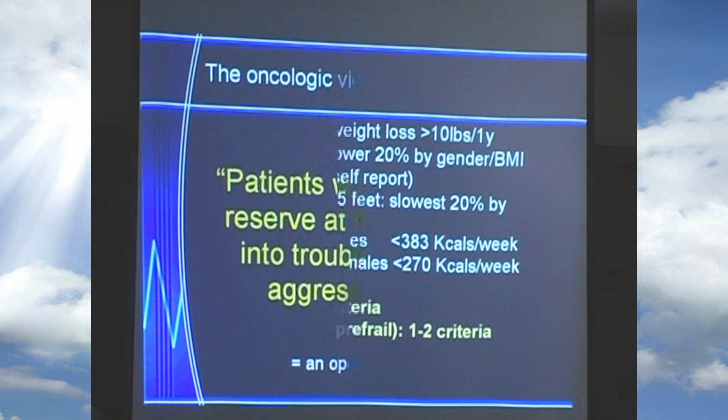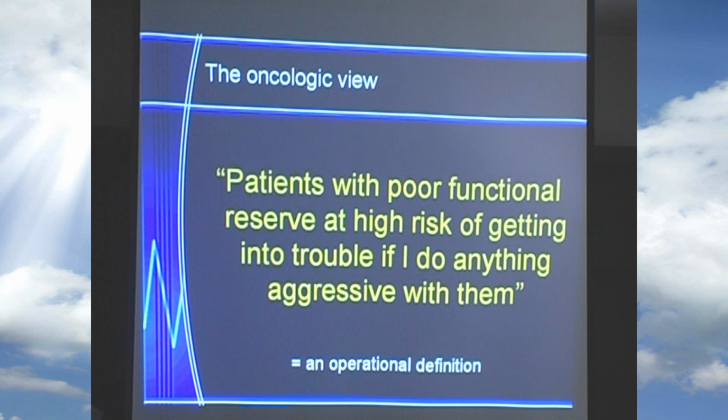Now, how is it for the oncologist? For the oncologist, it's basically a patient with poor functional reserve at high risk of getting into trouble if I do anything aggressive with them. So it's an operational definition of frailty, much less a prognostic one, because usually we worry about the prognosis of the cancer. We may be wrong in worrying only about that, and that's the other part of my teaching. But here, I just wanted to show the difference of approach between a prognosis and an operational definition. We have a decision to make about treatment, so we need a definition of frailty that tells us what the patient is going to do with that treatment.